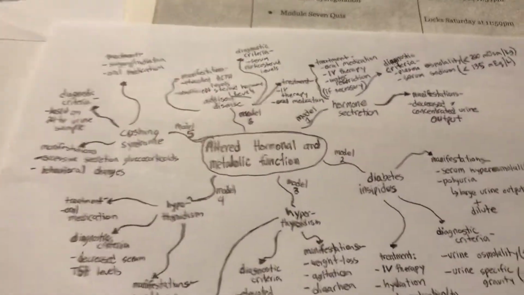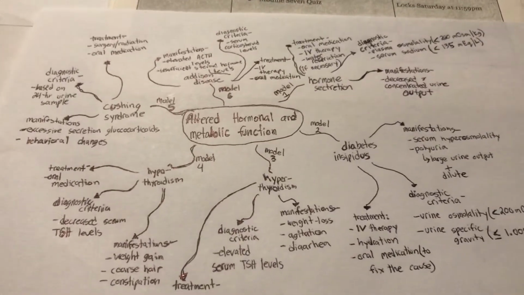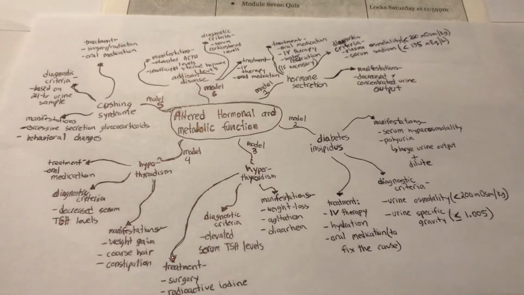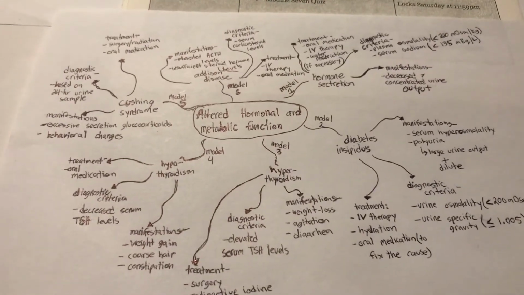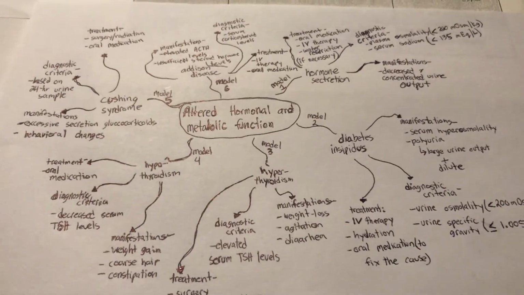So as you could see, I pretty much did that for all 6 clinical models, and that's how I came up with my concept map. So if you have any questions, let me know. For the main parts, this concept map was pretty straightforward.